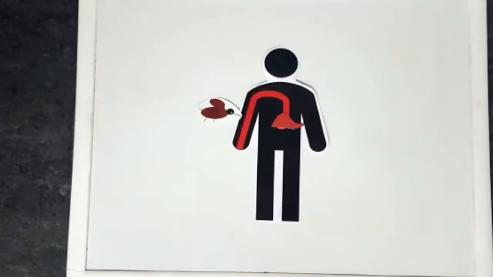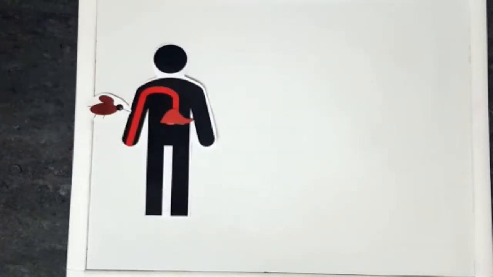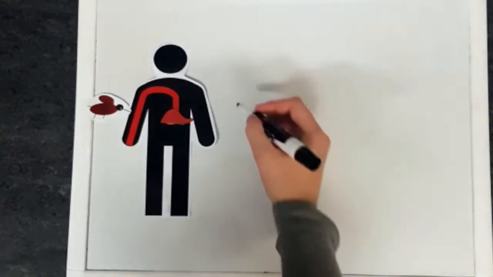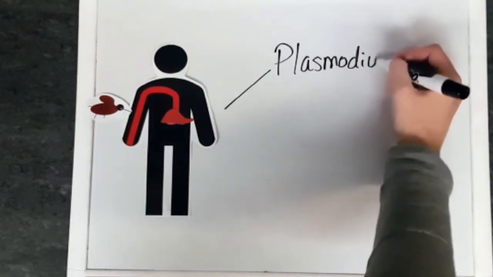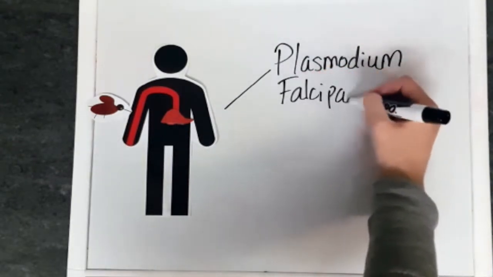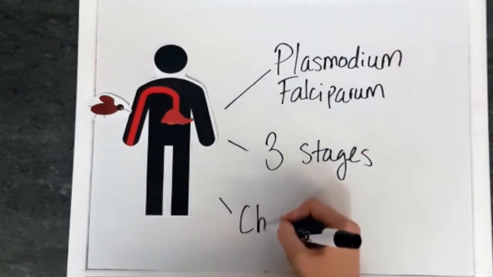Malaria is caused by Plasmodium falciparum, which is carried by the female Anopheles mosquito. The parasite is injected into the human blood when the mosquito carrying the parasite takes a blood meal. The parasite life cycle consists of 3 stages. The 3 stages include pre-erythrocytic, erythrocytic, and sporogonic.